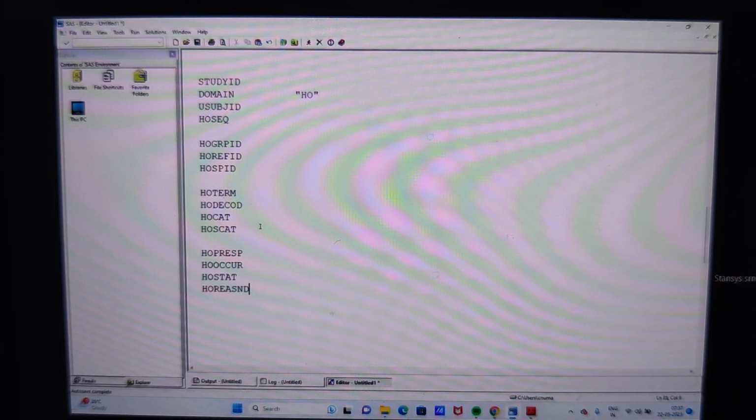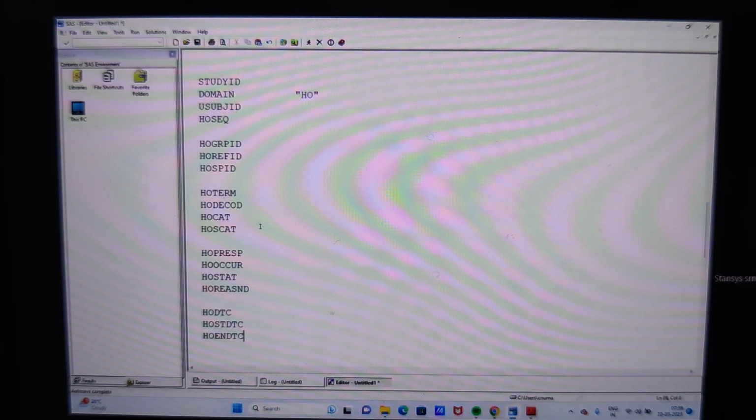And then we are going to have timing variables. We are going to have HODTC. Can somebody tell me what you mean by HODTC? Date and time of data collection of the encounter. When did we collect that information? Then we are going to have HOSTDTC. What do you mean by HOSTDTC? Start date of healthcare encounter. When it has been started. Okay, that information we are going to have in HOSTDTC. And then we are going to have HOENDTC, the end date and time of the healthcare encounter.